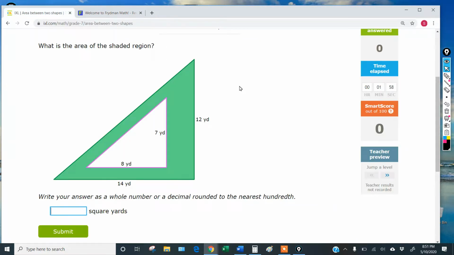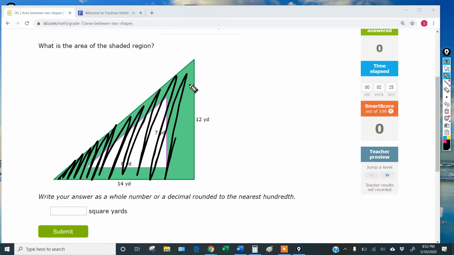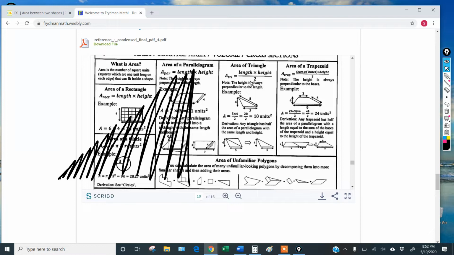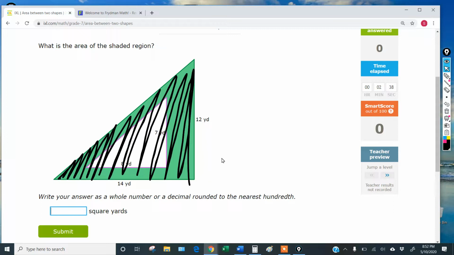So going back to IXL, we want to find the area of this shaded region. That means the region that IXL shaded in green. Now, it's not hard to find the area of the whole triangle. In other words, if I wanted to find the area of all of this, that would be very easy. Just going back to the triangle formula, that's length times height divided by 2. So the area of everything there would simply be 14 times 12 divided by 2, and that would give me 84 square yards. But that is not what we're trying to find here.